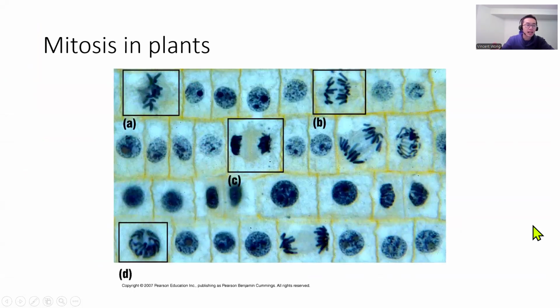This is onion cell, guys. I want you to spend a moment and see how many of the phases in mitosis you can identify. Okay, like A, B, C, D, take a moment and try to figure out yourself. I'll tell you the answer in a bit.